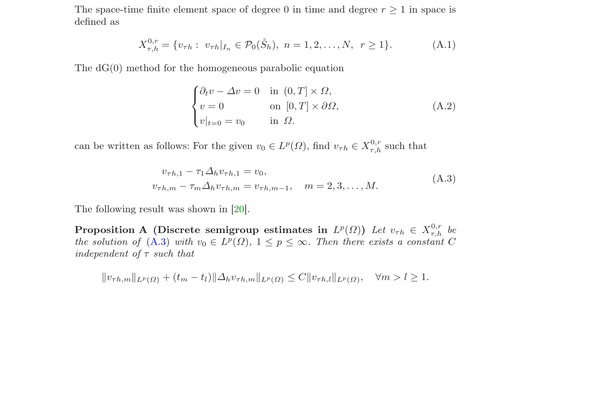The spacetime finite element space of degree 0 in time and degree r greater than or equal to 1 in space, X_0^r(tau, h), is defined as the set of functions v_tau,h such that v_tau,h restricted to I_n is an element of P_0, for n equals 1, 2, ..., N. The DG(0) method for the homogeneous parabolic equation is formulated, and the proof of the weak maximum principle of DG with variable step sizes without the logarithmic factor is of particular interest and non-trivial.